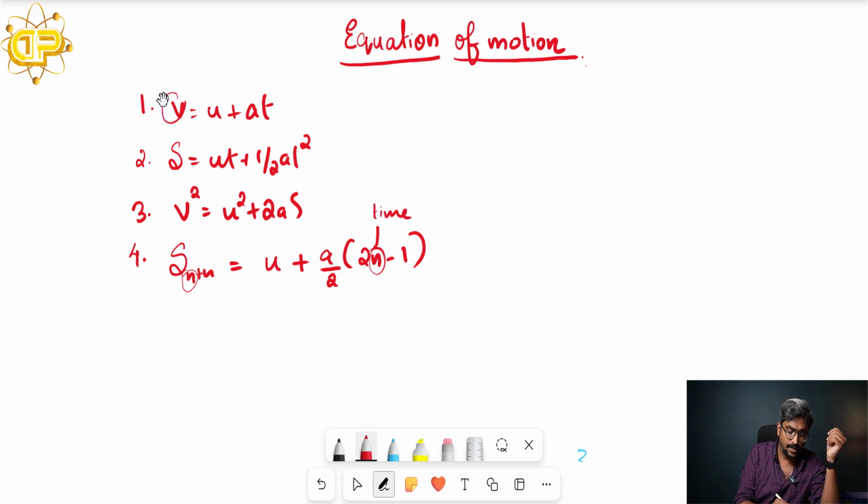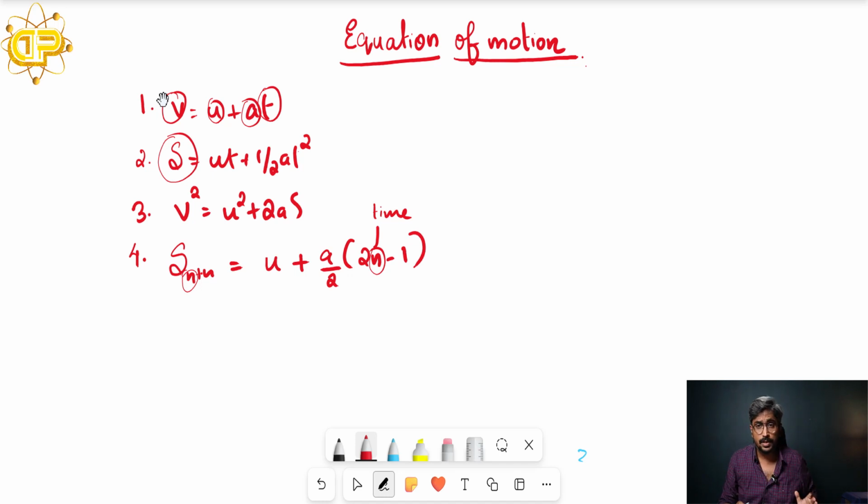Here v is the final velocity, u is the initial velocity, t is the time period, a is the uniform acceleration, and all these equations are related to uniform acceleration, and s is the displacement. All these are the terms we use. So without wasting time, we will get into the first equation and see how it is derived.